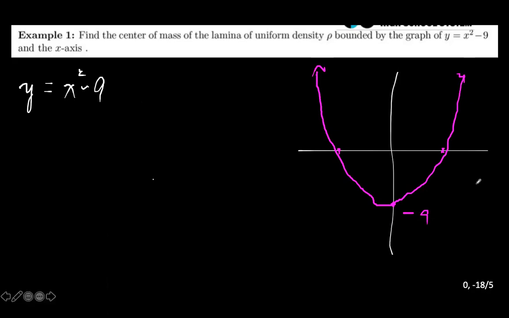And we're looking for the center of mass. Now, since this parabola is symmetrical with respect to the y-axis, we are sure that the center of mass is found along the y-axis. This is our point, x bar, y bar.